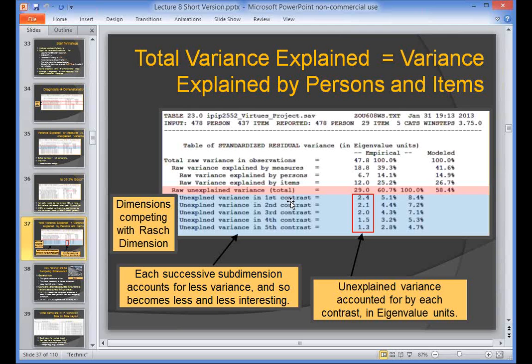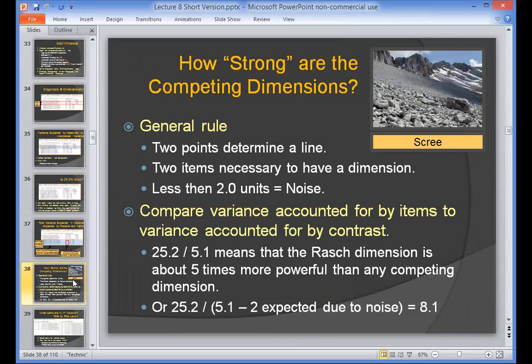Things tend to drop off pretty fast. So typically you're going to be looking at the amount of variance in the first and the second contrast. Sometimes what will happen is that you drop an item and these two will change places, because every time you do an item selection, the amount of variance in the first and second contrast will change. But it's typically those two that you're going to look at. And you have to essentially determine how significant they are.